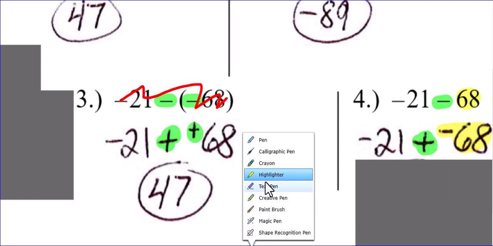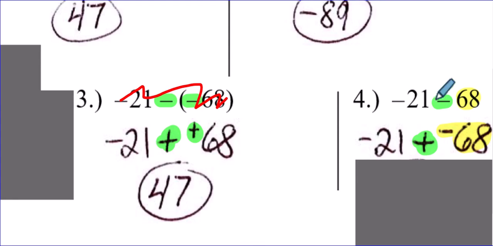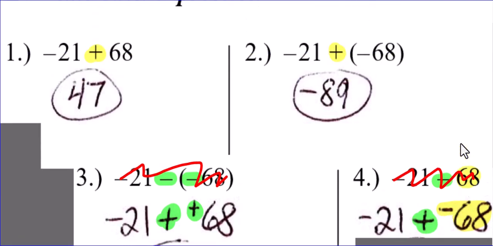And then once you do that, like I was telling you on number 3, you can stop looking at the original problem. Again, you don't actually have to scribble it out. Just stop looking at it. Look what we have now. Negative plus a negative. Hey, that reminds me of problem number 2. Oh, you see what I did again?